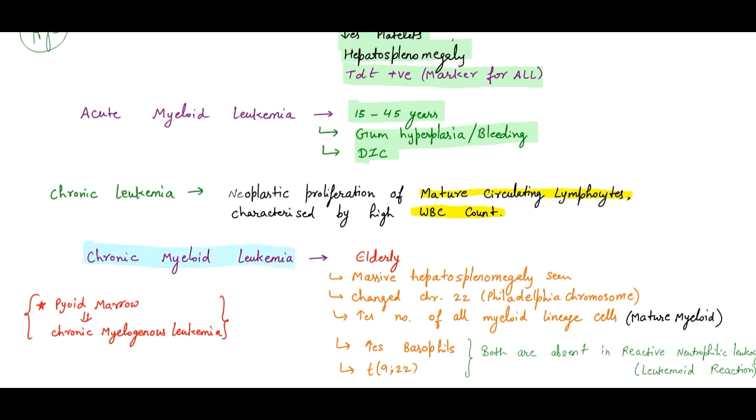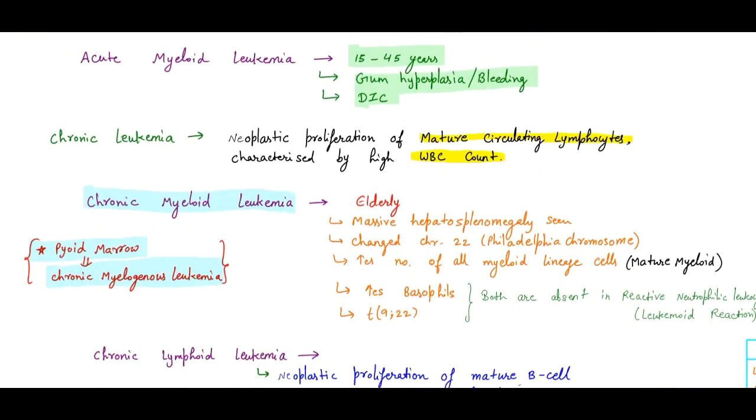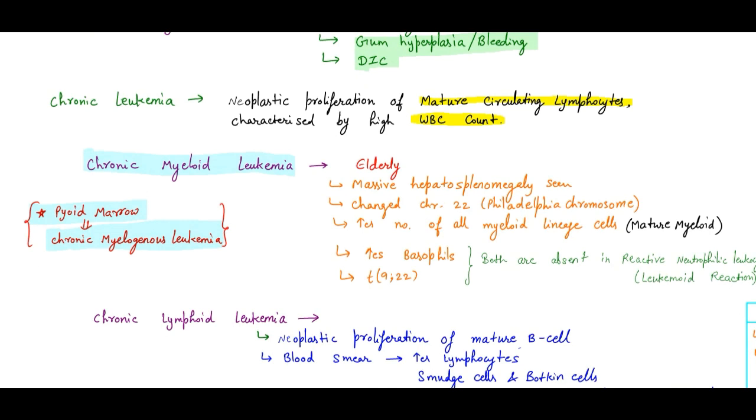Firstly, if you find in the question a pyoid marrow, that is chronic myelogenous leukemia. If you want details about the pyoid marrow question, just go to my Instagram highlights story and you will find it there. Then chronic myeloid leukemia is mainly seen in elderly people. Here massive hepatosplenomegaly will be seen. Remember the chromosome change involving chromosome 22.